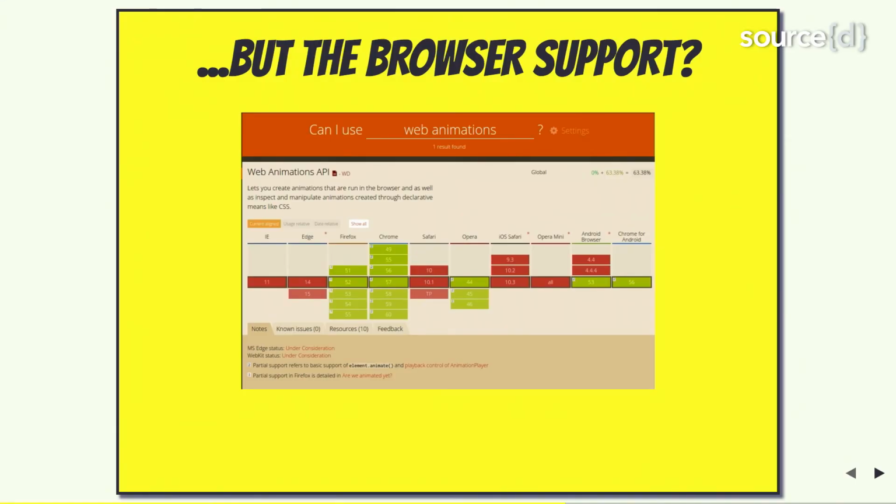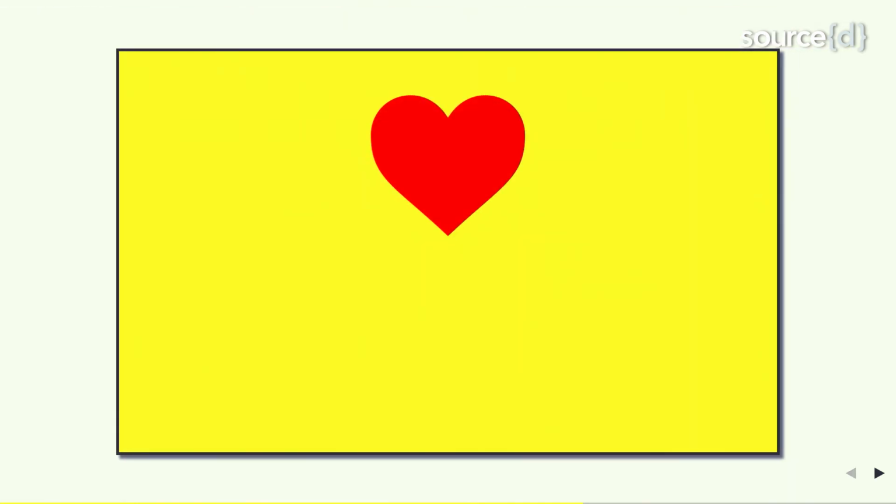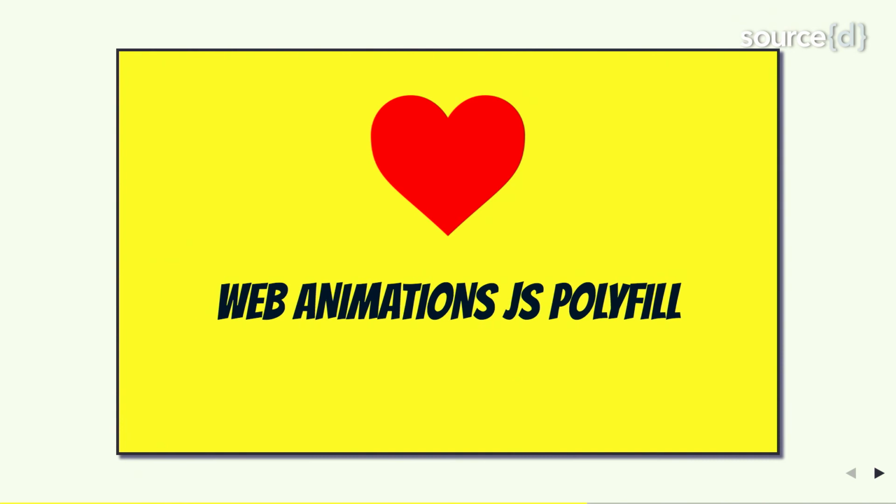But if you look at the browser support, you can already see a lot of olive green and red, not such a good sign, right? So this probably means, okay, we can't really use it, right? But luckily, again, we get a lot of love from the open source community, and there are of course polyfills for that. So the Web Animations JS polyfill and also the Web Animations Next polyfill, for things that are not even implemented in evergreen browsers yet, help us to create these Web Animations API powered cartoons today on the web.